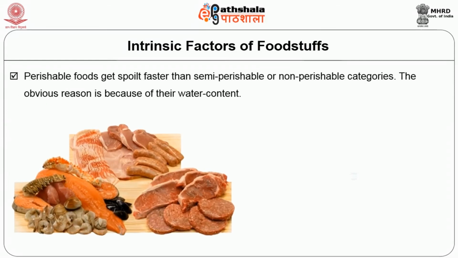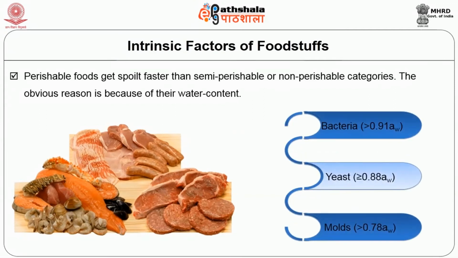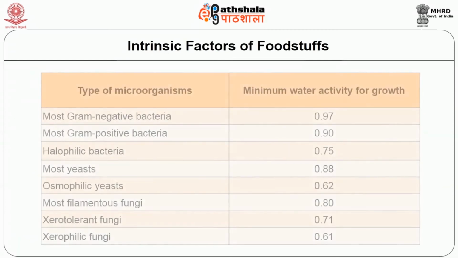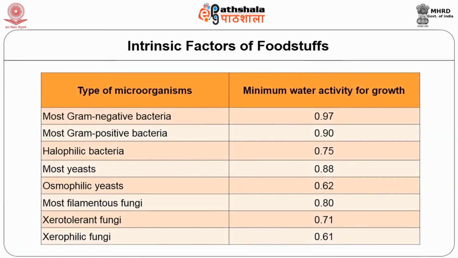Perishable foods get spoiled faster than semi-perishable or non-perishable categories. The obvious reason is their water content. Microbes require water for their survival, and the water which is available for the growth of microbes is referred to as water activity. The water requirement for survival of bacteria is high, greater than 0.91, whereas yeast and molds require lower water activity. Hence, by reducing the water activity of foods, the growth of microbes can be reduced. The given table shows the minimum water activity requirement for the growth of bacteria, yeast and molds.